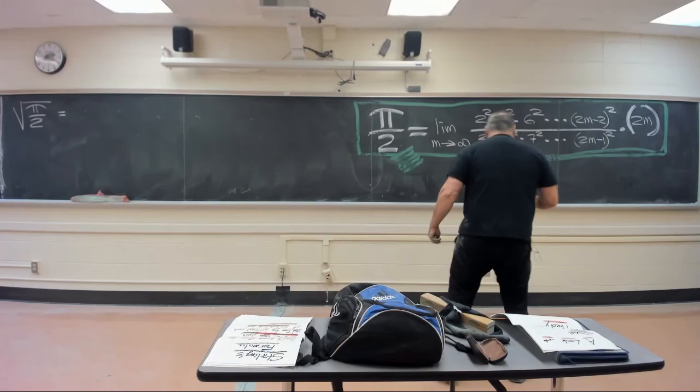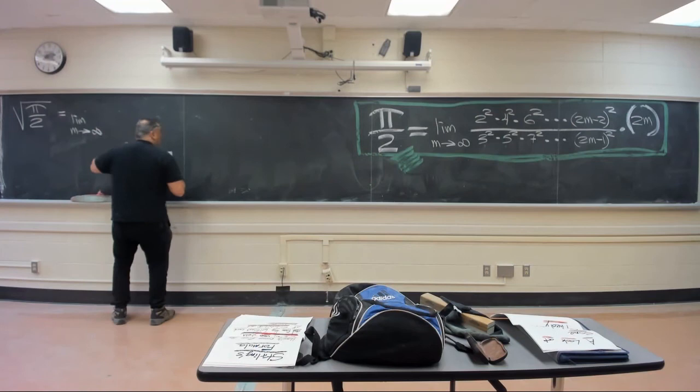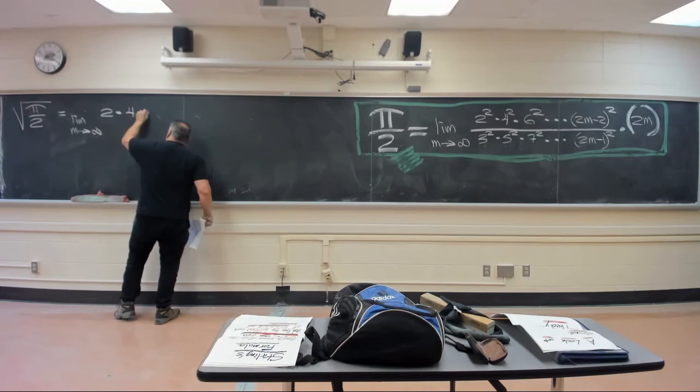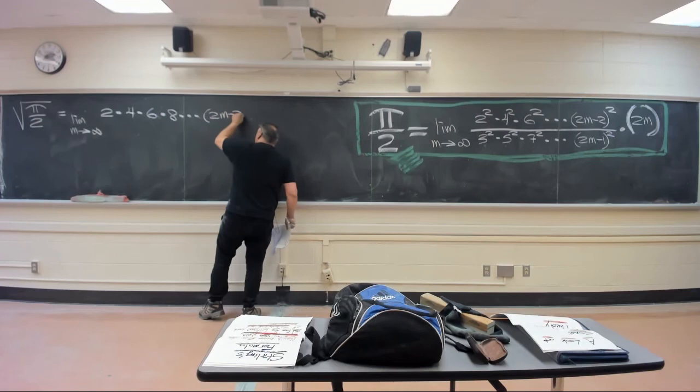It's the limit as m goes to infinity, and here we go, 2 times 4. Yeah, I know it was 2 squared earlier, 4 squared earlier, 6 squared earlier, 8 squared earlier. I get it. But now it's not. For obvious reasons, it's not. Look at it. You know it's not.